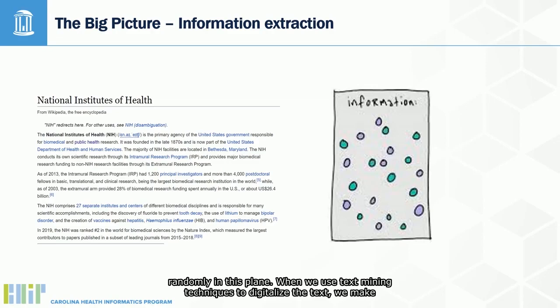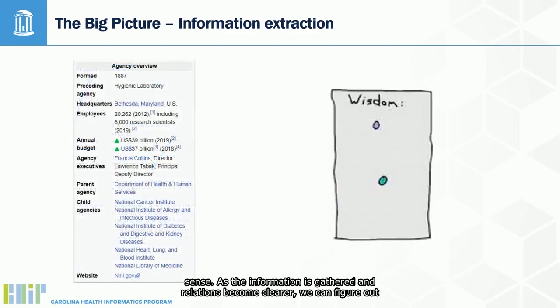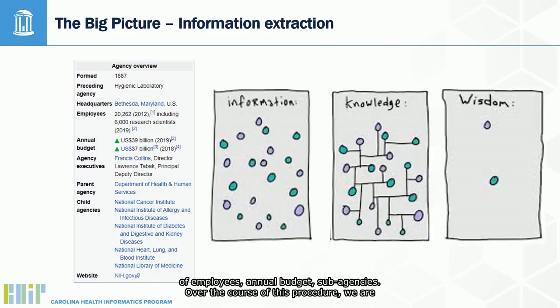When we use text mining techniques to digitalize the text, we're making the text more processable for the computer. We look at the text objects and how they are correlated with each other. So far, the unstructured data becomes more structured and makes more sense. As the information is gathered and relations become clearer, we can figure out some particular types of information that describe facts about NIH, like the number of employees, annual budget, and sub-agencies. Over the course of this procedure, we're trying to extract the information objects that we're interested in and the relationships between those objects.